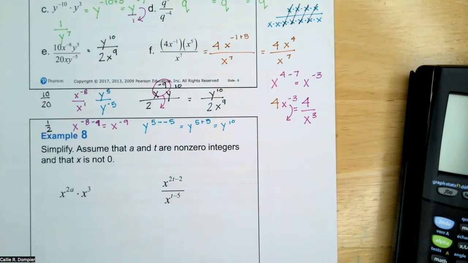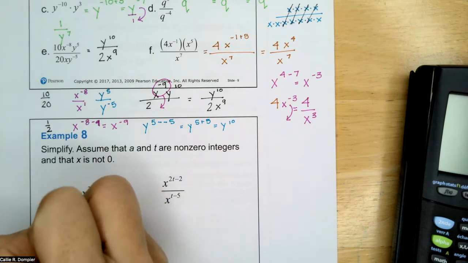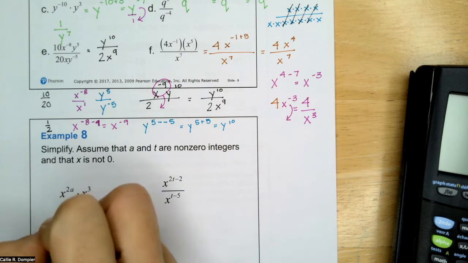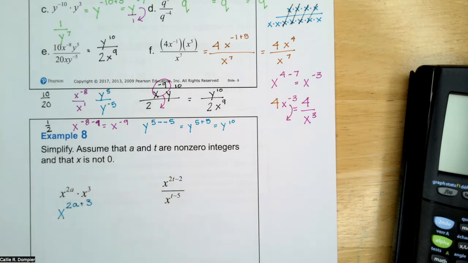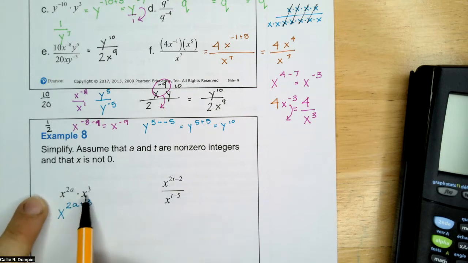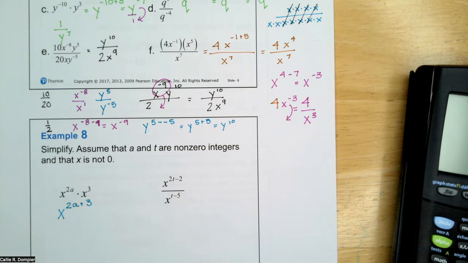Okay. Example 8 asks us x to the power of 2a times x to the power of 3. That's the same base, so we keep the base the same. 2a plus 3. We're adding them together, right? When you're multiplying exponents, you're just adding them together.